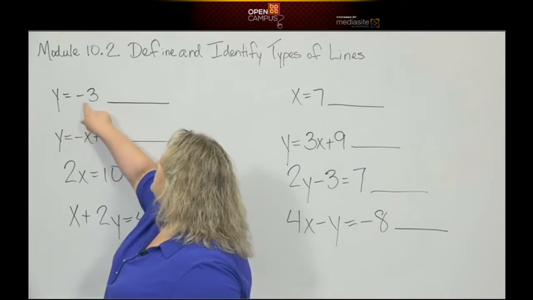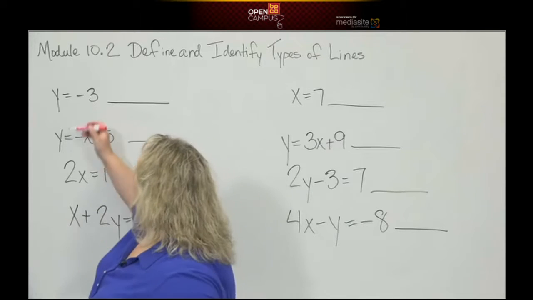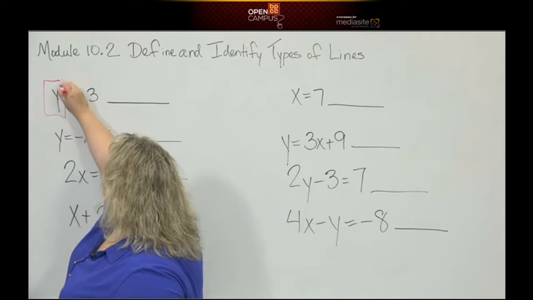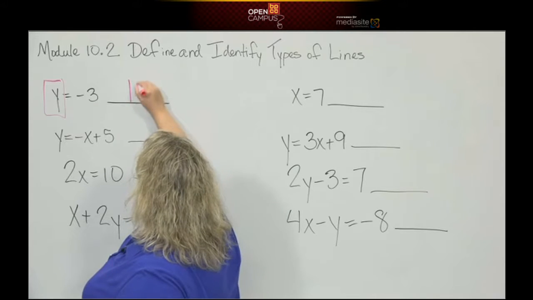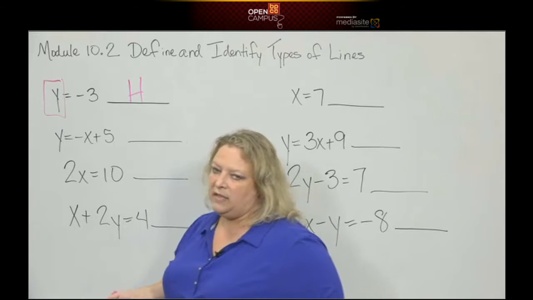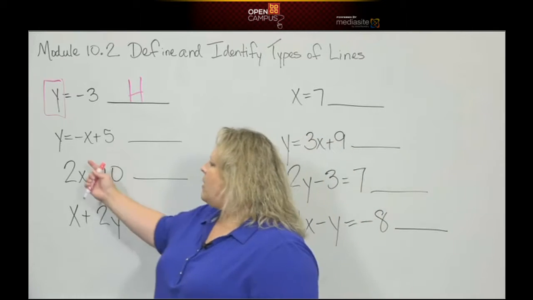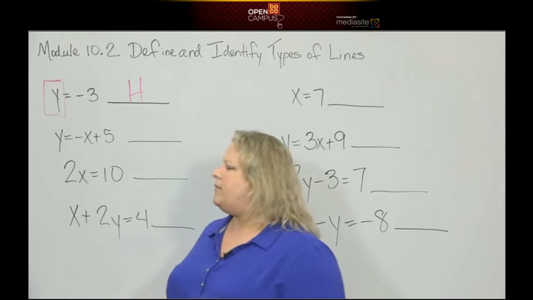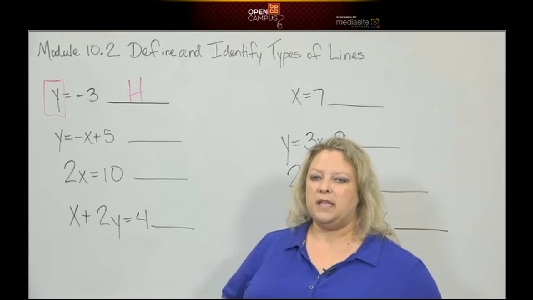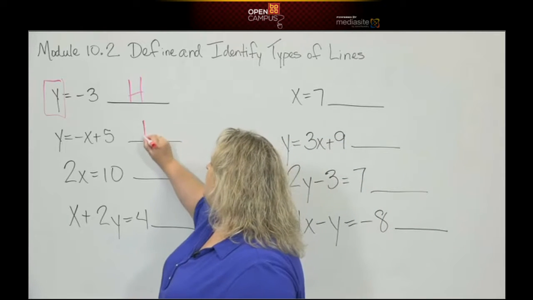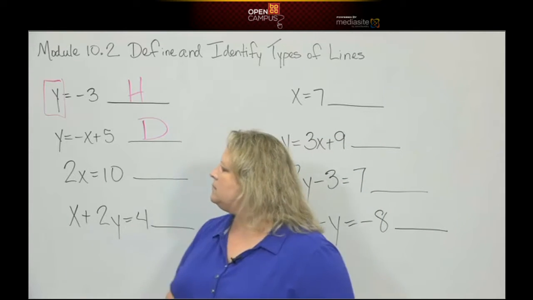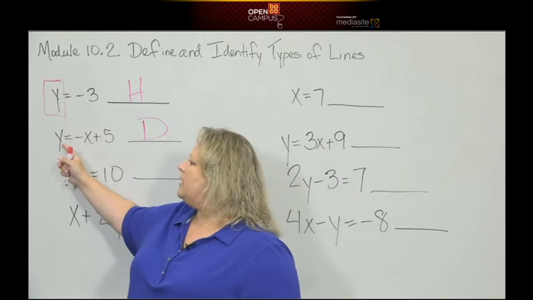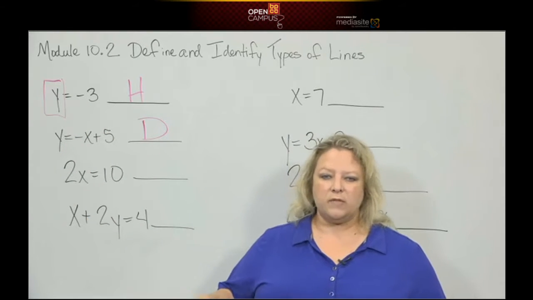We have Y is equal to -3. Since all it has is the letter Y, it's going to be a horizontal line. And you can just write H. Right here we have Y is equal to -1x plus 5. Because it has both X and Y in it, it's going to be D for diagonal. Now you notice these two are really easy because it says Y equals something.